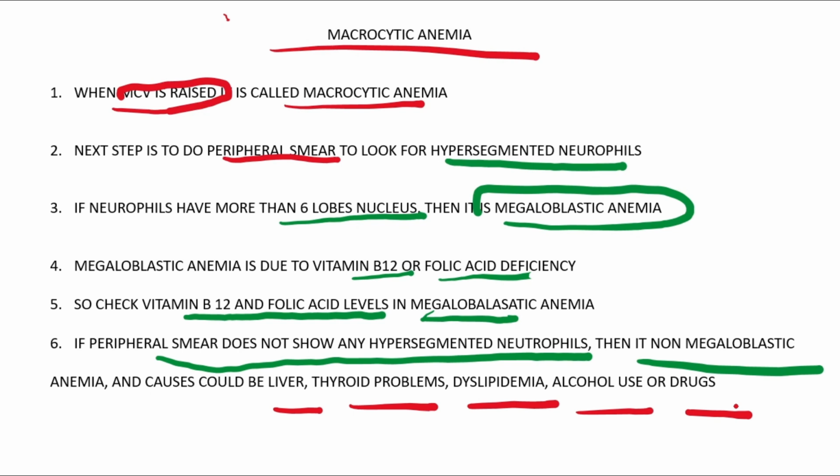This was a brief presentation about the macrocytic anemia workup.